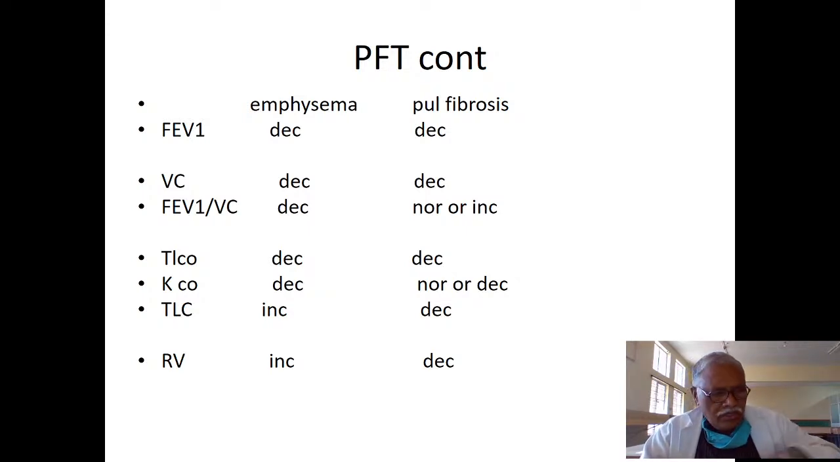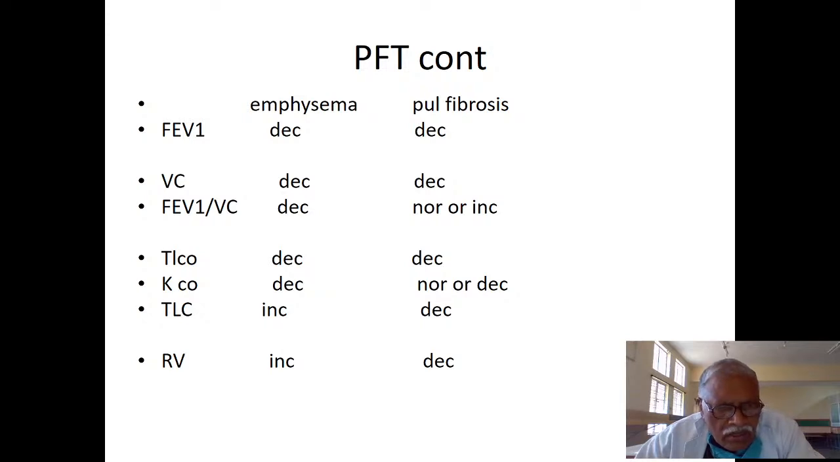And vital capacity is also decreased in emphysema and pulmonary fibrosis. Forced expiratory volume 1 and vital capacity ratio is also decreased in emphysema and pulmonary fibrosis. The total lung carbon monoxide is decreased in both emphysema and pulmonary fibrosis. The carbon monoxide coefficiency is decreased in emphysema or normal or decreased in fibrosis.